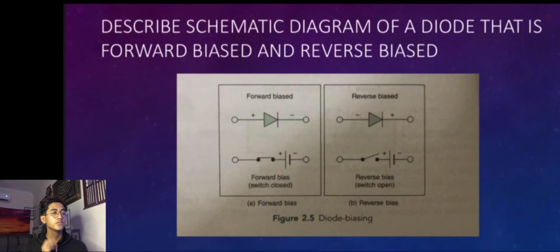Now I want to describe the schematic diagram of a diode, that is forward bias and reverse bias. This is a schematic diagram of a forward bias and reverse bias.